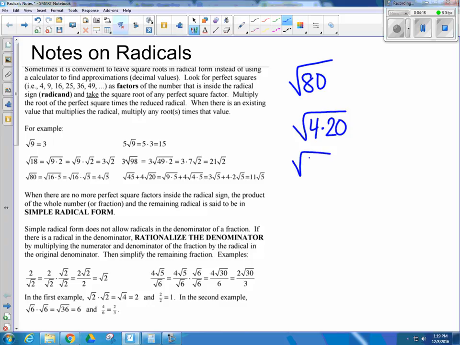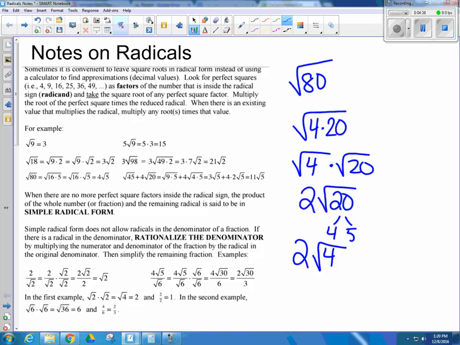Once again, we can break it up: the square root of 4 times the square root of 20. The square root of 4, look on the top of that sheet, is 2. So 2 times the square root of 20. But something's bothering me about that 20. I'm thinking there is a perfect square inside there, and there is, right? 20 can be broken up into 4 times 5. So I would have to do this again and set this as the square root of 4 times the square root of 5. The square root of 4 is 2, so it's 2 times 2 times the square root of 5, which gives me 4 times the square root of 5.